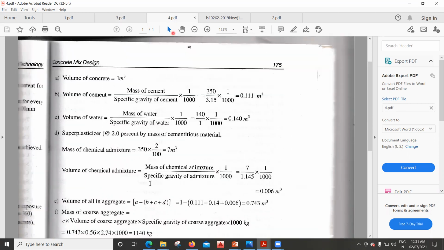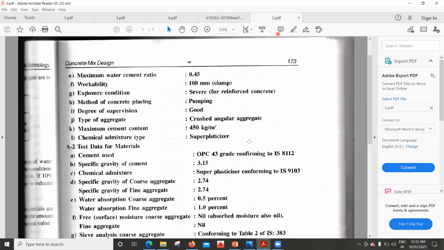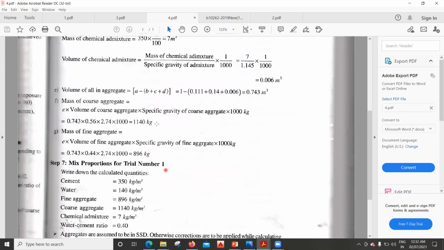Good. So multiply that: 0.743 into 0.56 into specific gravity of coarse aggregate. It's given in the question, and you get this from sieve analysis. 2.74 is what you have got. Simple. Then you multiply this by 1000, and you get 1140 kg of coarse aggregate.